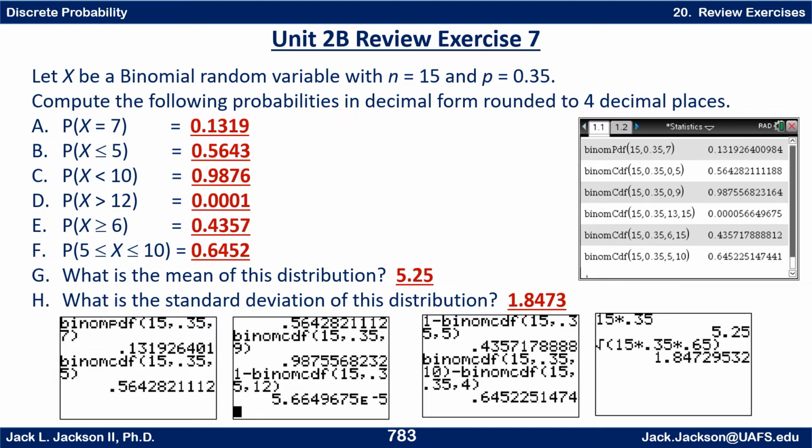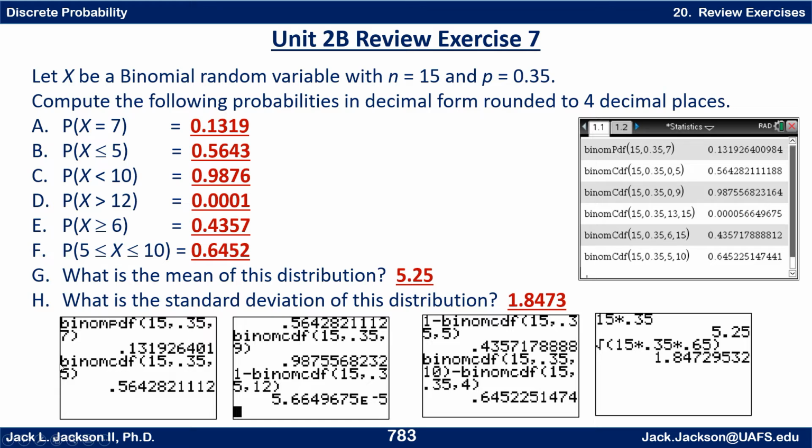And then we want to find the probability that the x value is exactly equal to 7. Again, that's a PDF and a 7 here. So the answer is 0.1319. All right, what's the probability that x is less than or equal to 5? Less than or equal to, that's exactly what a CDF does. So that's just binomCDF, 15, 0.35, 5. 0.5643.